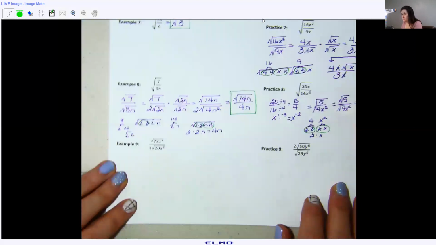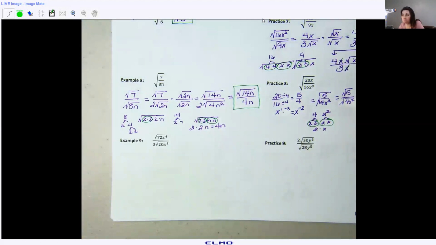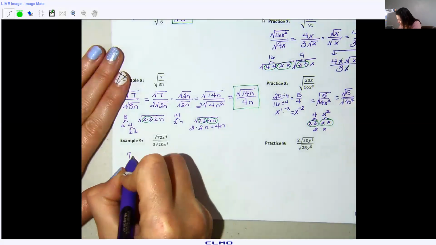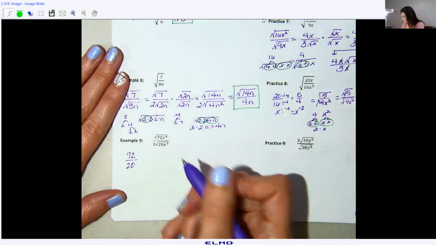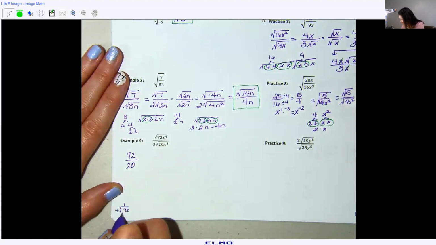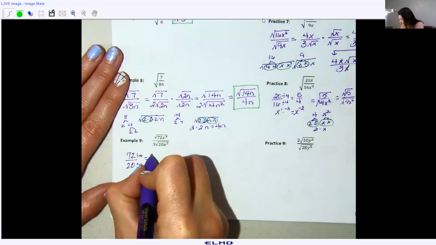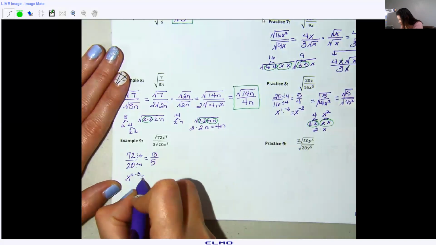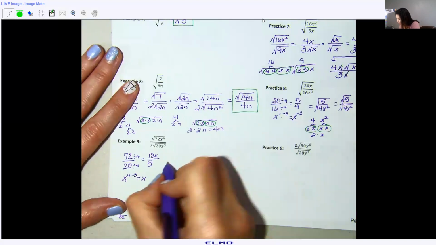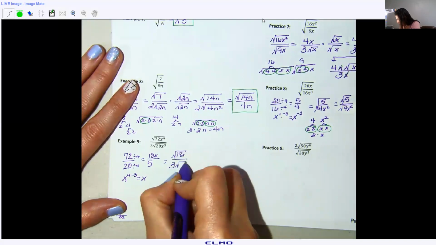Okay, let's go down to example 9. So again, I am going to simplify my two radicals. So I have 72 over 20. Now I think they're both divisible by 4. Let's see. Yep. So divide them both by 4, and you end up with 18 over 5. And then x to the 4th minus the 3rd is just x, so it's going to be 18x. So this would be the square root of 18x over 3 square root 5.